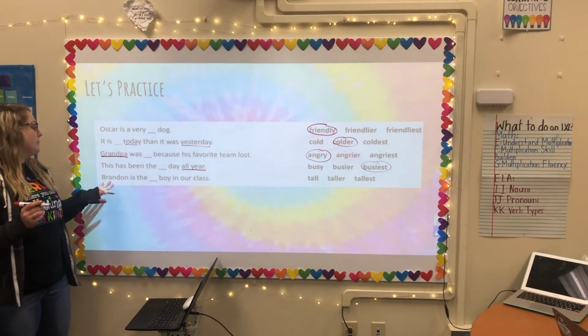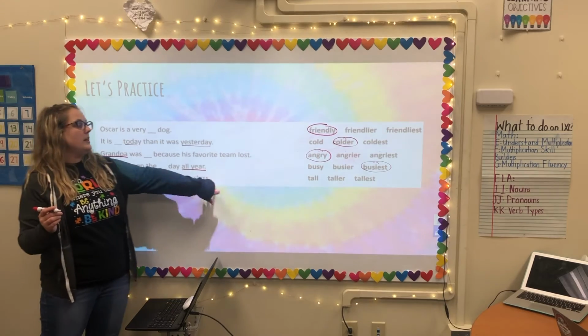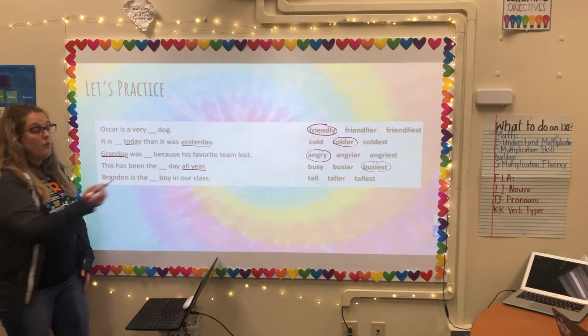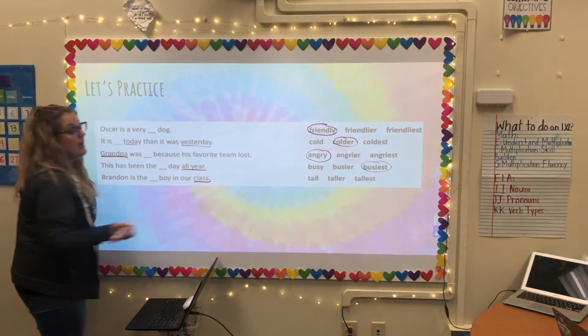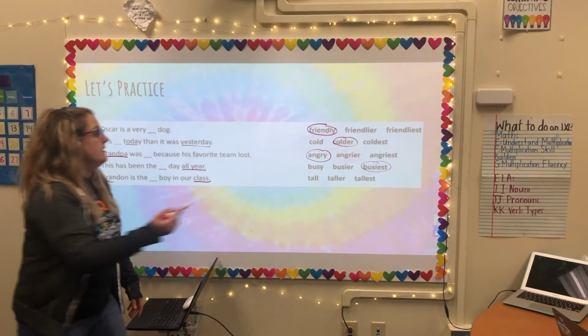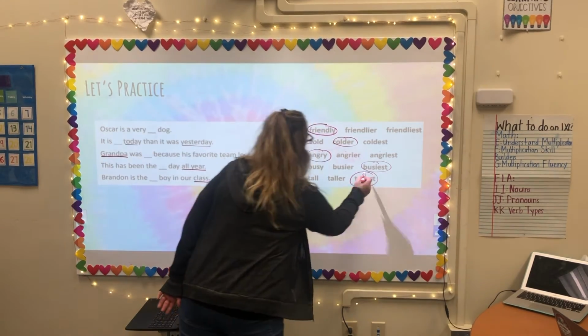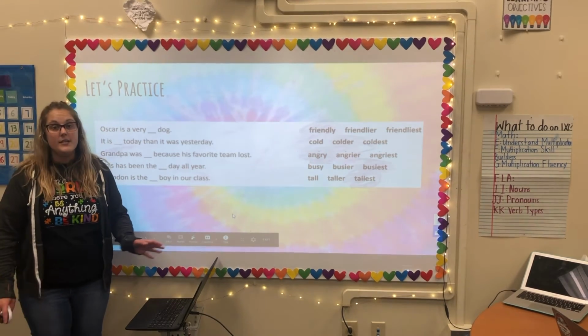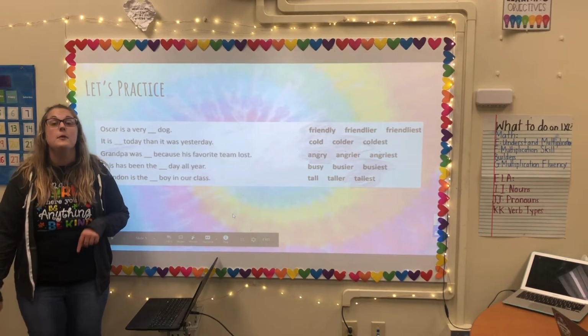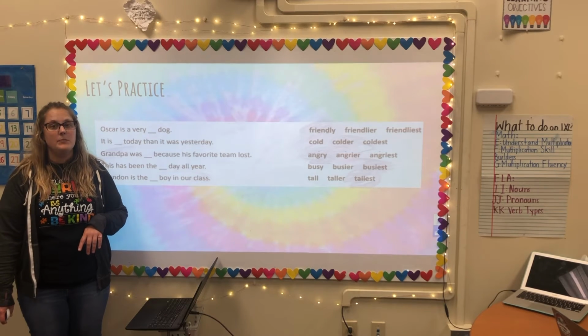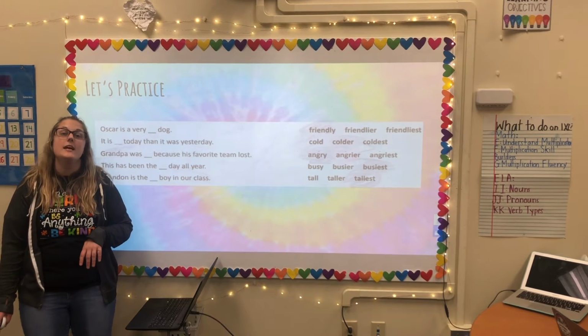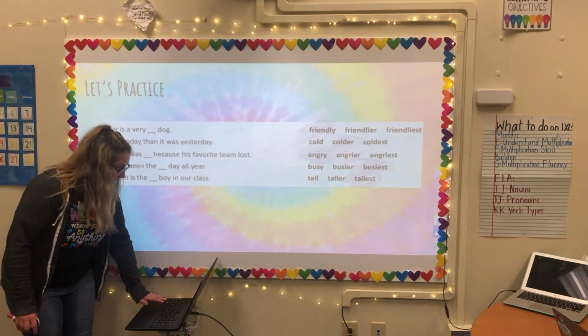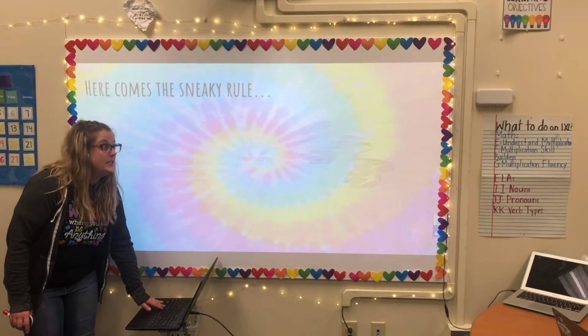Okay, last one. Brandon is the blank boy in our class with the adjective tall. Well, we're talking about a class, and there are lots of kids in a class, so Brandon is the tallest boy in our class. Okay, so we've done that practice, but now, remember how I said these rules apply for most adjectives? Here comes that sneaky rule.